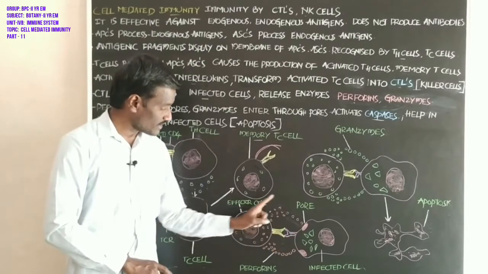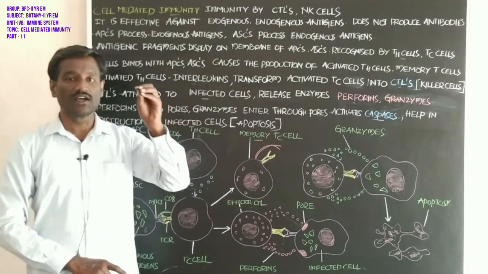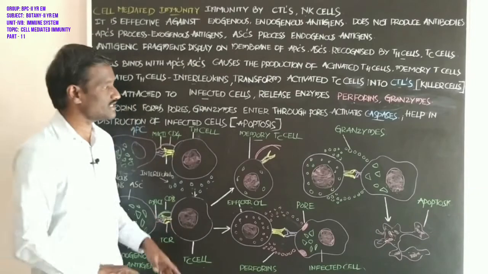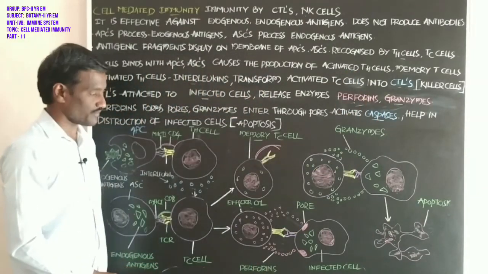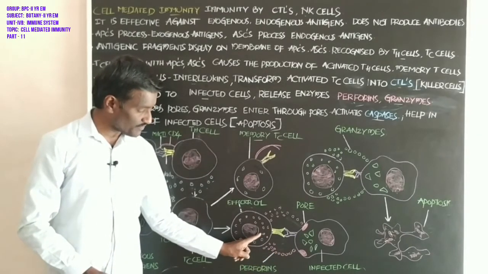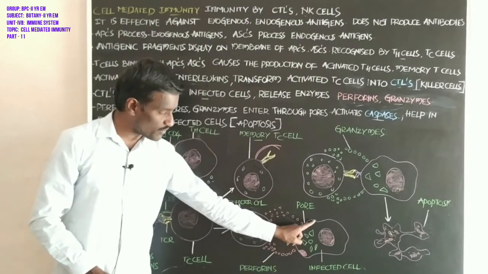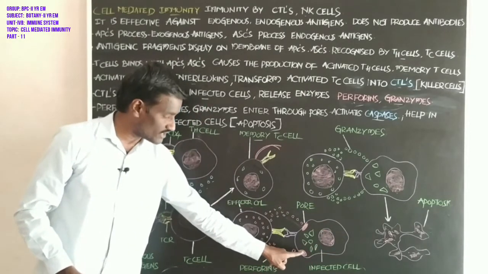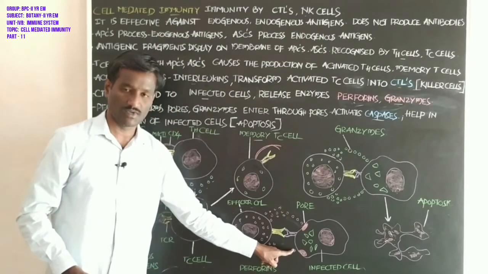After binding, this killer cell, the CTL or cytotoxic T lymphocyte, releases two types of enzymes. What are the two types of enzymes? One is perforin, the second one is granzymes. These are the perforins released from the CTL, and these form pores on the cell membrane of the infected cell. These are the pores formed by perforins.